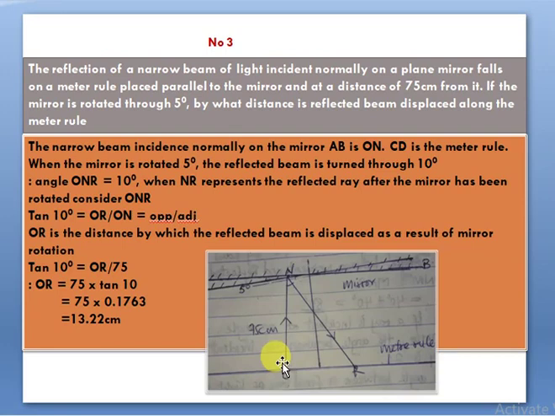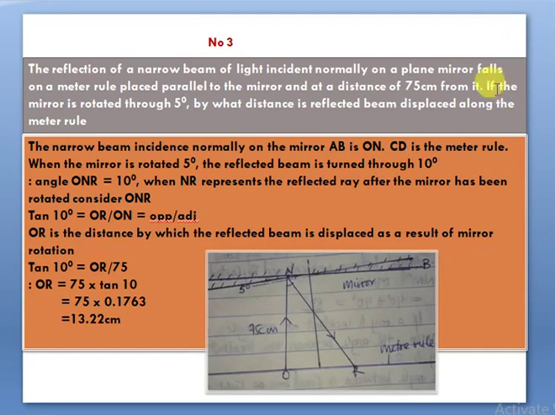So the incident ray normally moves on a straight line. Then it is placed parallel to the mirror at a distance of 75 cm from it. This incident ray was placed parallel to the mirror using the meter rule. You can see the distance, 75 cm.